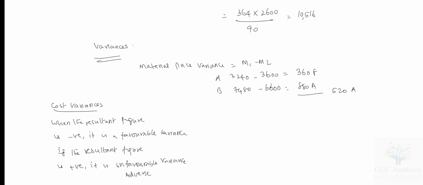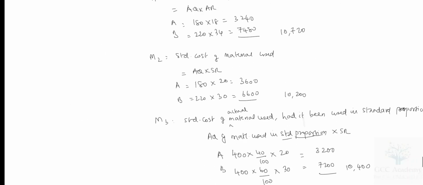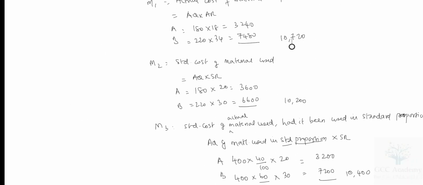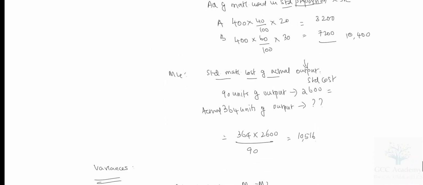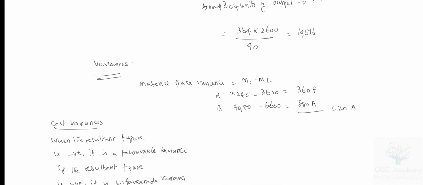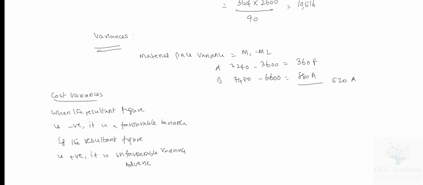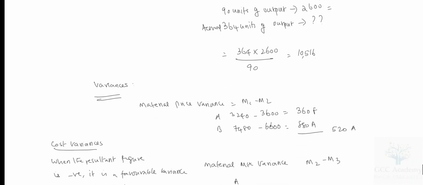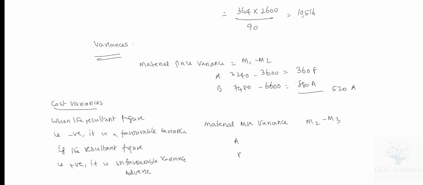M1 minus M2. As I said, you can go by total also. M1 total is 10,720. M2 total is 10,200. You can go by that, or you can calculate wherever possible separately also, but the answer will not change. So material price variance you have calculated. Then material mix variance. Formula is M2 minus M3. Again, it's separately available. Yes, for both, M2 and M3 are available.